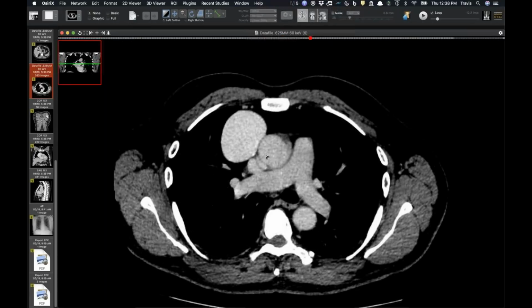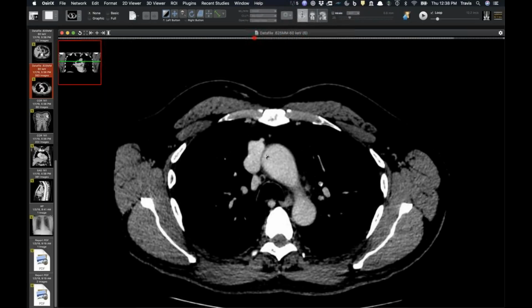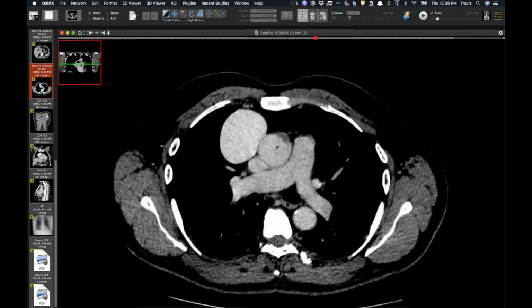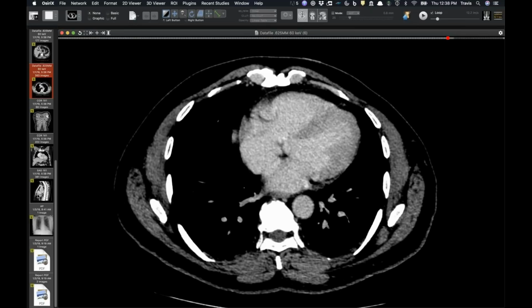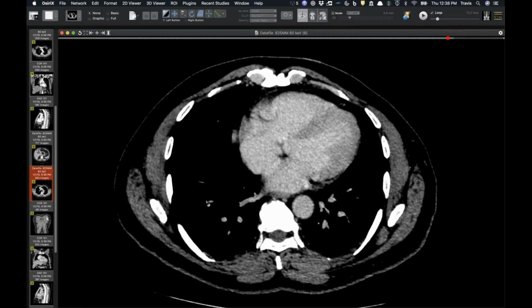I don't see anything else, there's this small little thymic vein. Mm-hmm. Yeah. So it's very interesting. I've never seen anything like that.